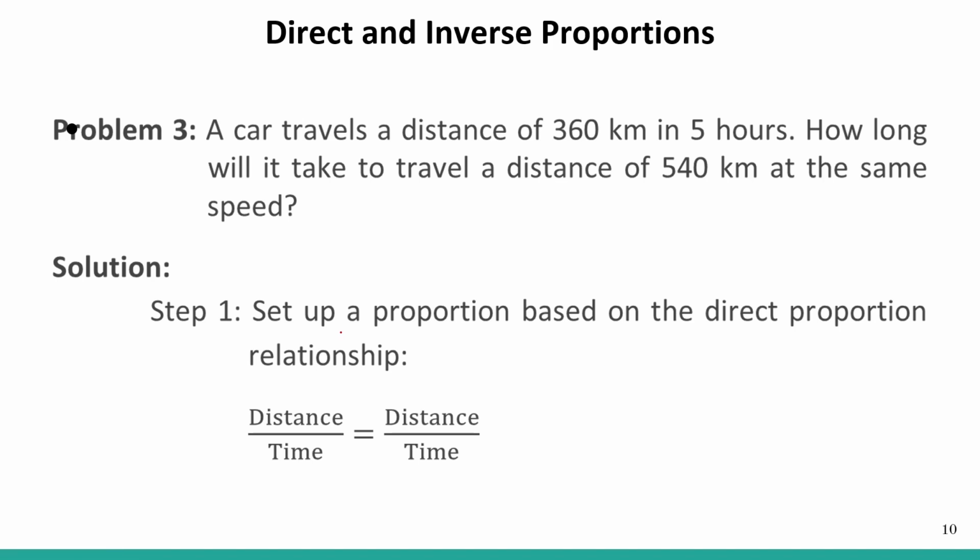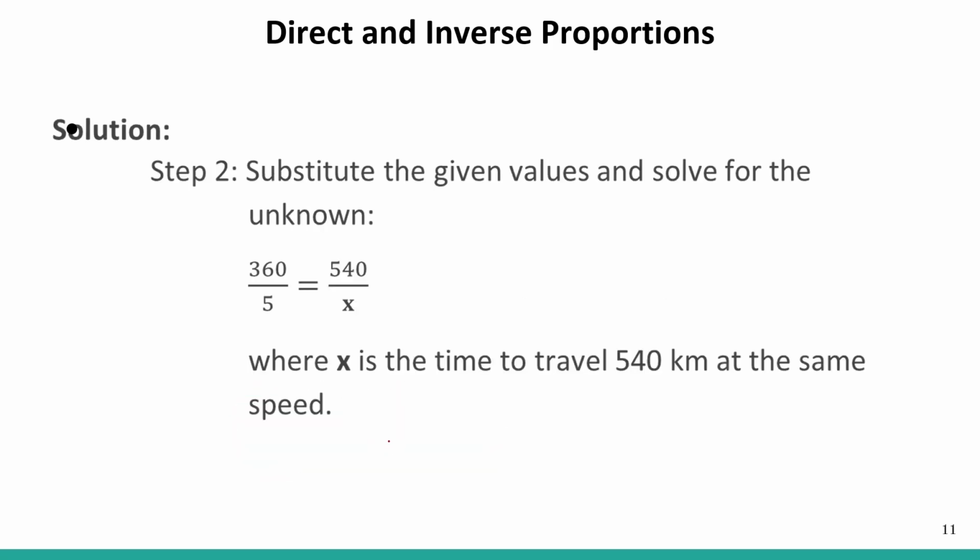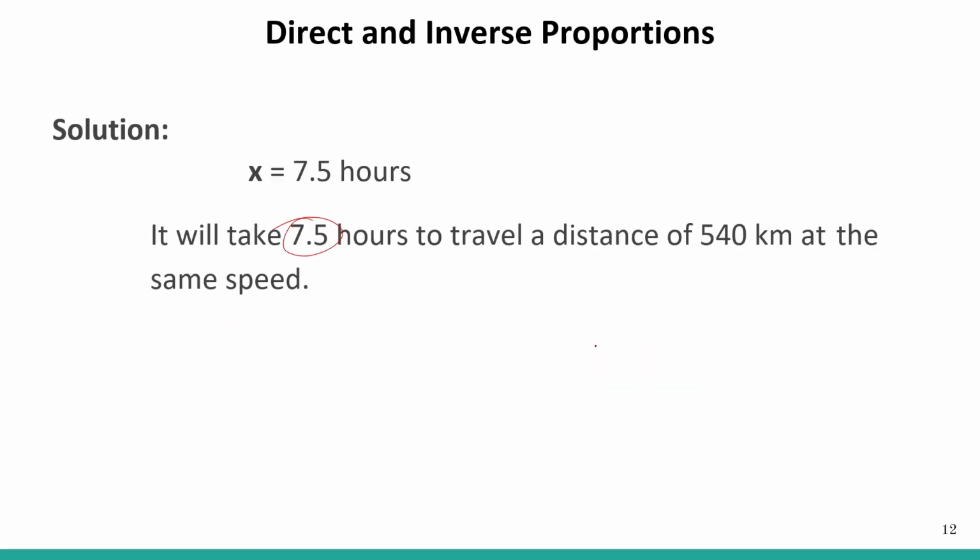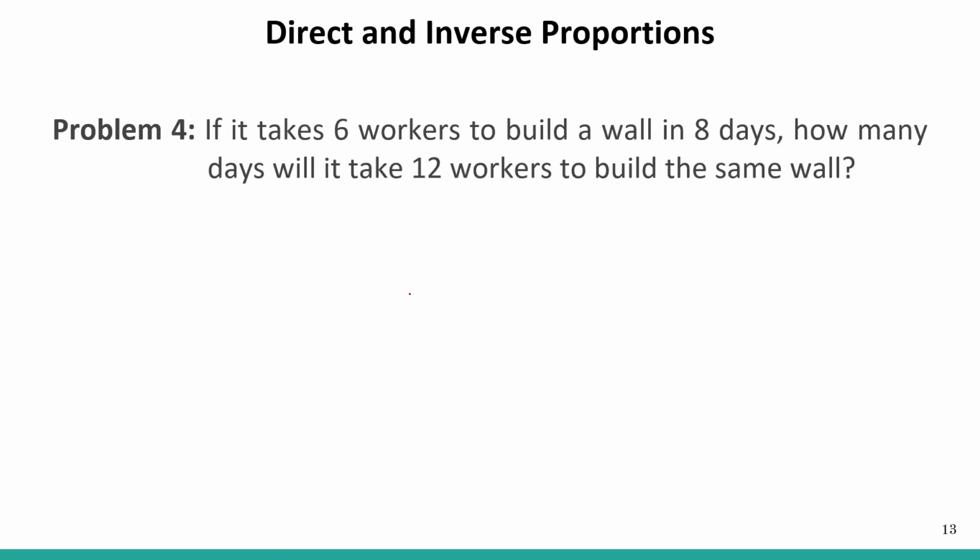Okay, so let's see the step-by-step solution. Setting up the proportion based on the direct proportion relationship: distance by time is equal to distance by time, right? Substitute the given values to solve the unknown: 360 by 5 is equal to 540 by x. So x is the time to travel 540 km at the same speed. So it will take actually 7.5 hours to travel a distance of 540 km at a speed of 72 km per hour. Okay, so let's see problem number 4.